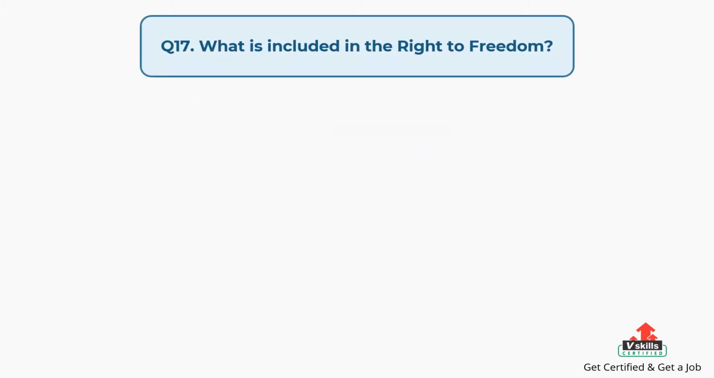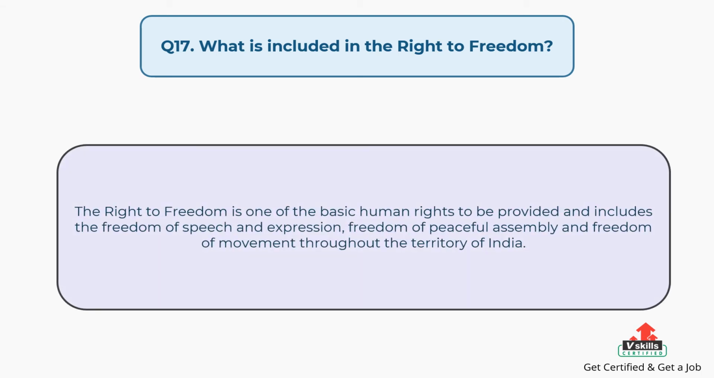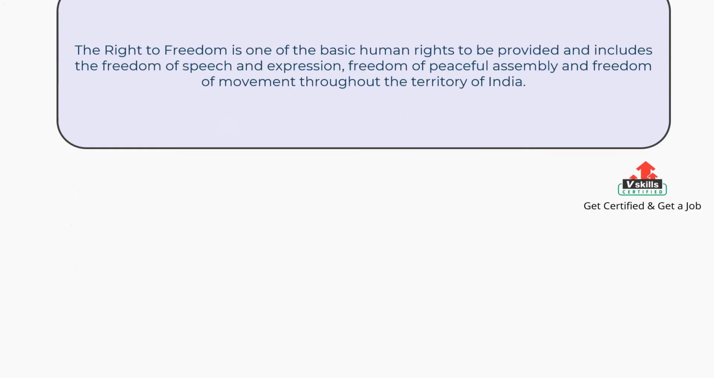Question number 17. What is included in the right to freedom? The answer is: the right to freedom is one of the basic human rights to be provided, and includes the freedom of speech and expression, freedom of peaceful assembly and freedom of movement throughout the territory of India.